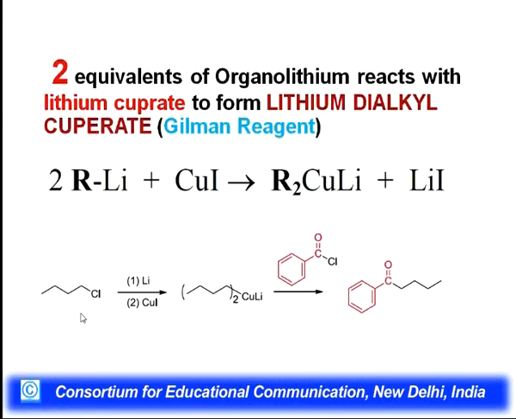So what we are doing here is, we have first converted this alkyl halide by doing a reaction with lithium, followed by reaction with cuprous iodide. We are converting it into Gilman reagent. Then this Gilman reagent on reaction with benzoyl chloride is giving us a ketone.